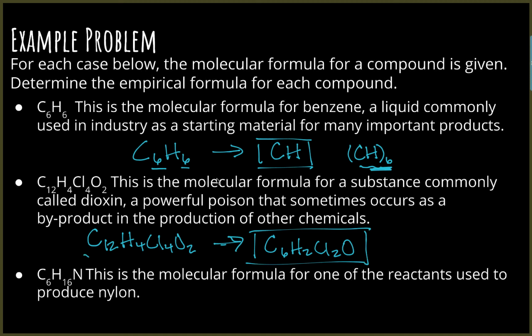Again, the actual formula, if you actually looked at that molecule, it would have 12 carbons, 4 hydrogen, 4 chlorine, and 2 oxygen. But if we're just looking for the ratios, the ratio is 6 carbon to 2 hydrogen to 2 chlorine to 1 oxygen.